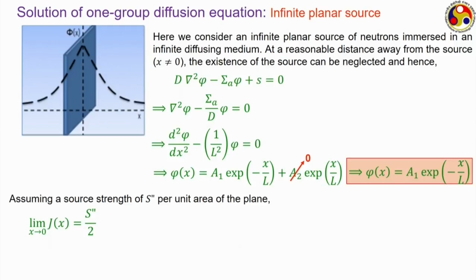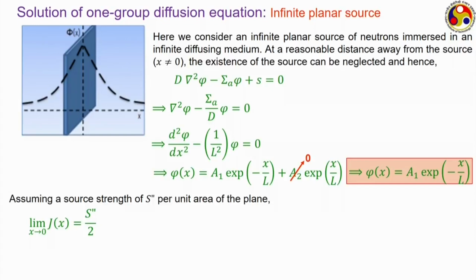Because you have to consider that S double prime is the strength of the source, but it is equally emitting in both the positive x and negative x direction, and therefore, the positive x direction which we are considering here is receiving only S double prime by 2 or half of that amount.